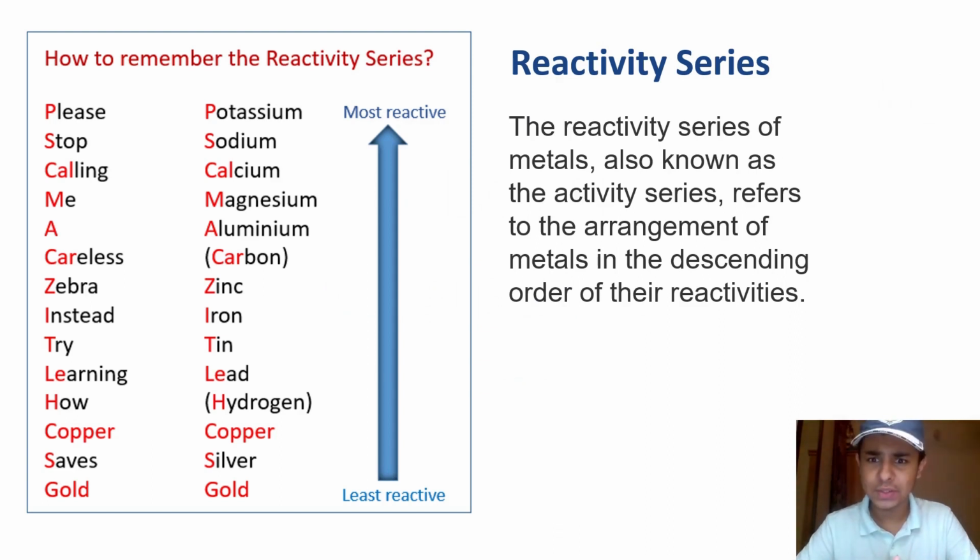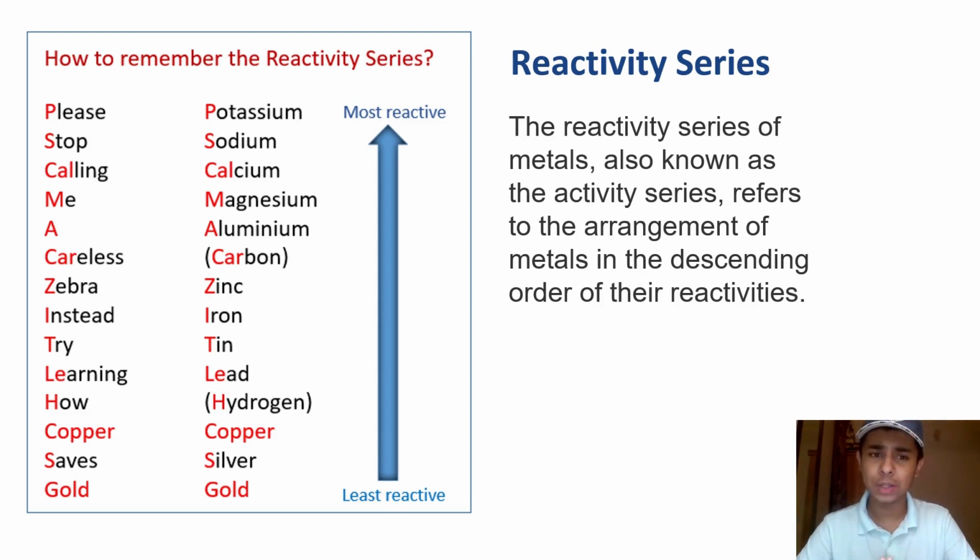A reactivity series is a series of metals which is arranged in terms of the descending order of their reactivities, which means that the metals which are at the top of the reactivity series are the most reactive, while the metals which are at the bottom of this reactivity series are the least reactive. This series is also known as the activity series and is one of the most important tables or series in chemistry.